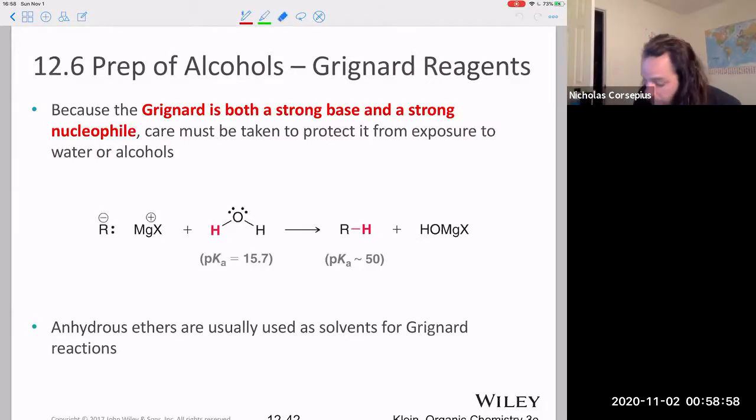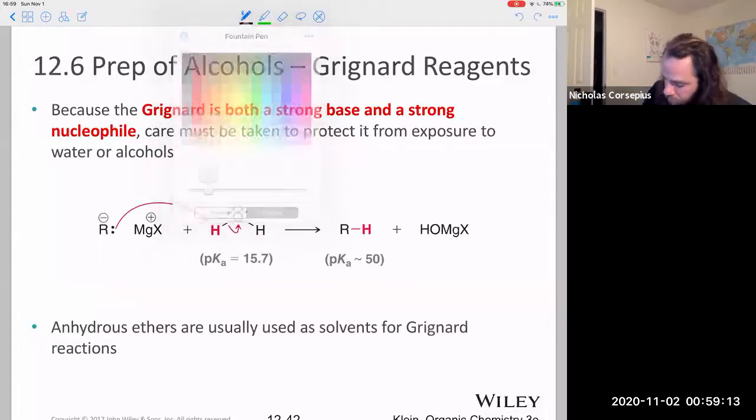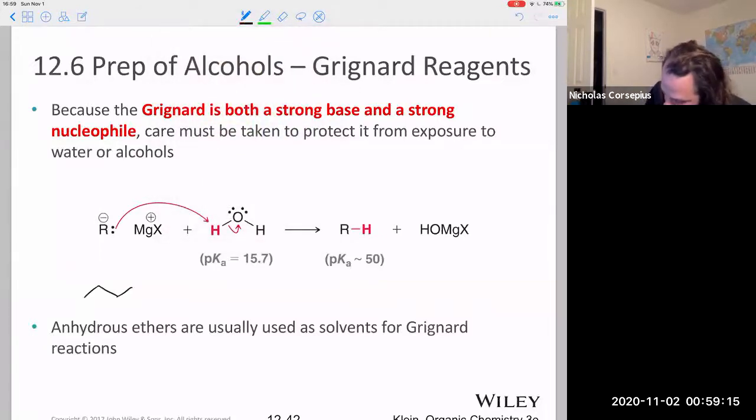And so what happens, again, because it's just a really strong base, is if there's water in there, it will just protonate itself with the hydrogen from the water molecule. And the reason why this is kind of a bummer when it happens when you're not expecting it, is you've sort of taken all this time to create your Grignard reagent from your alkyl halide.